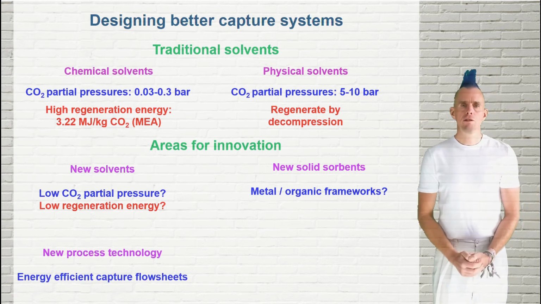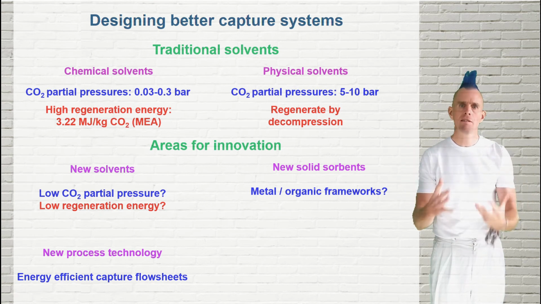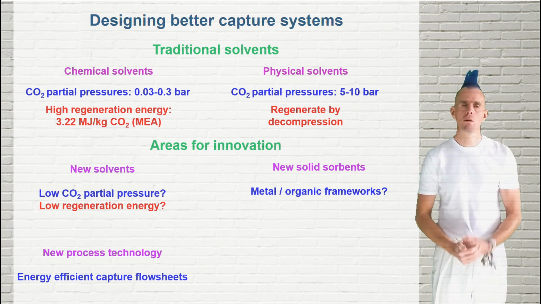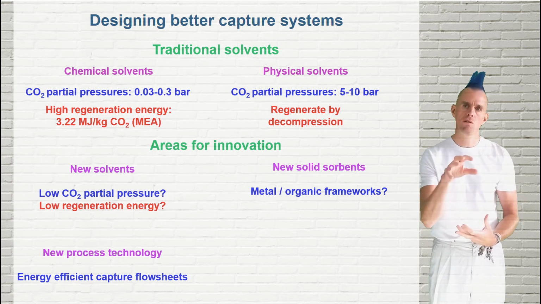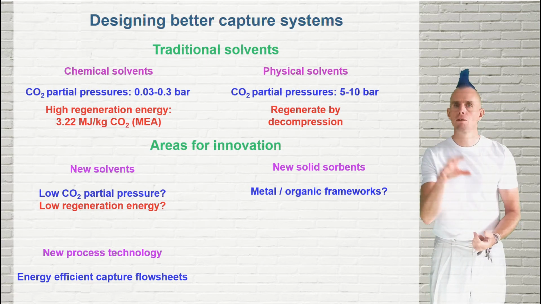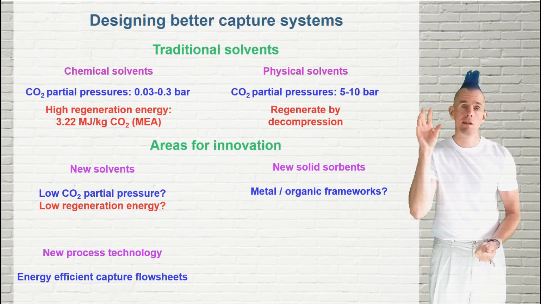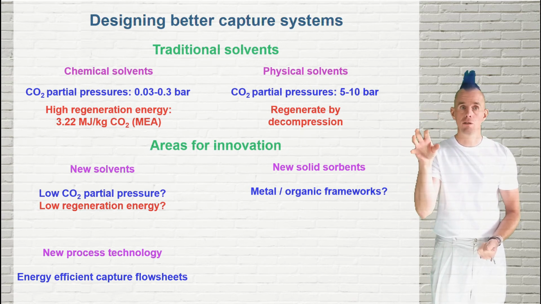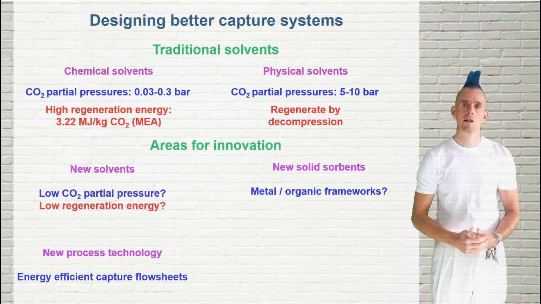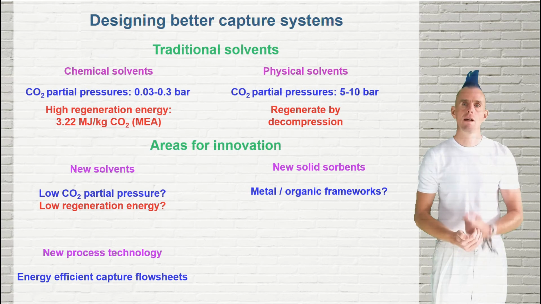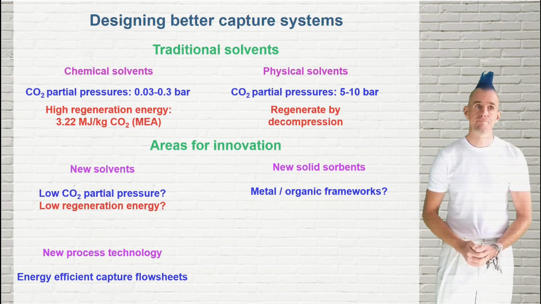We also need new process technology. With these new solvents and new sorbents, can we design better energy generation systems that will allow us to use carbon dioxide capture at the right point in a process? Capturing carbon dioxide out of exhaust gas is arguably the worst place in an entire flow sheet to try and remove carbon dioxide. If we can get carbon captured at other points in the flow sheet, the process should be a lot more efficient and a lot easier to build with far lower capital overheads.